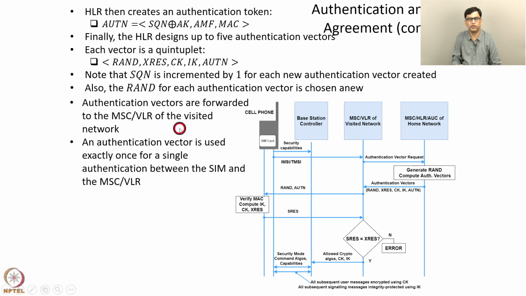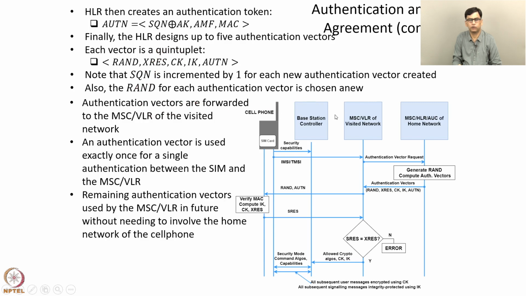An authentication vector is used exactly once for a single authentication between the SIM and the MSC VLR. In particular, the MAC in the authentication vector is used to authenticate the network to the SIM, and the SIM is supposed to compute SRES and it should match XRES for the SIM to correctly authenticate itself to the network. The remaining authentication vectors are used by the MSC VLR in future without needing to involve the home network of the cell phone. So this helps in reducing the overhead. The MSC VLR does not have to frequently contact the MSC HLR to obtain authentication vectors.